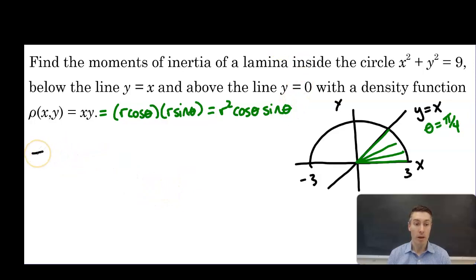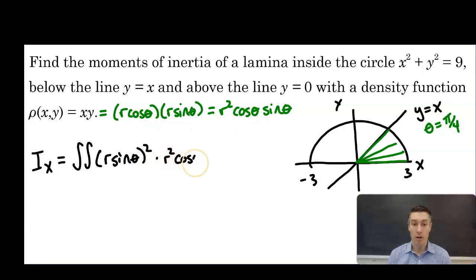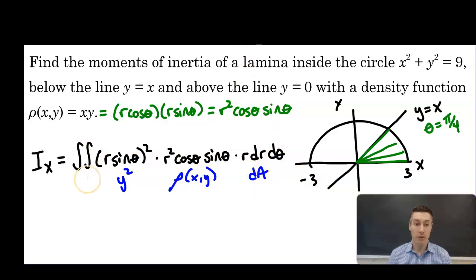Okay, so moment about the x-axis, double integral of y squared. So we'll jump right into polar. So y squared is going to be r sine theta squared times the density function, which is r squared cos theta sine theta. And then dA, which in polar is r dr d theta. So just breaking this down again, y squared times the density function, dA. And then as far as the polar bounds, we're going from 0 to 3, 0 to pi over 4.